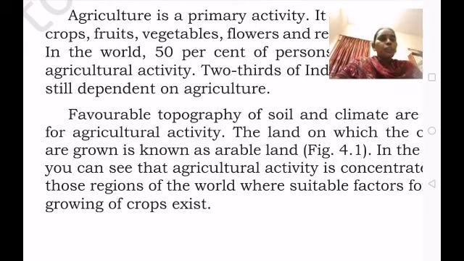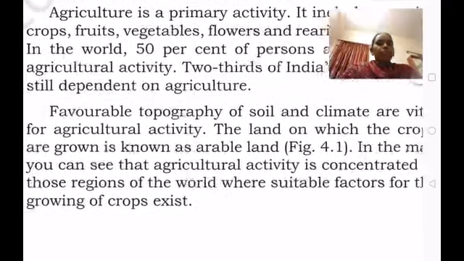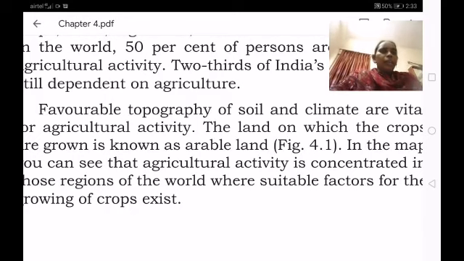Favorable topography of soil and climate are needed for agricultural activity. Mainly to grow crops, good soil and climatic conditions are needed. If the topography of soil and the climatic conditions are very good, they can grow good crops. The land on which the crops are grown is known as the arable land.